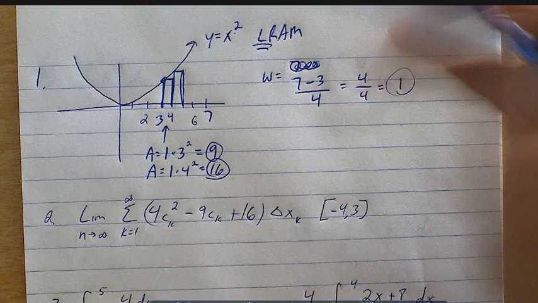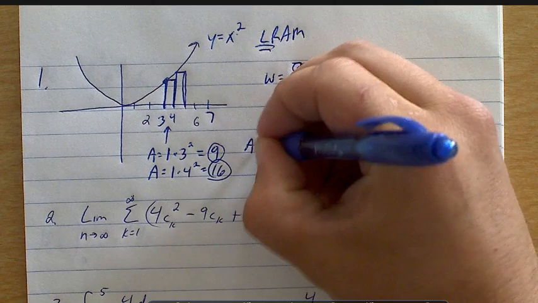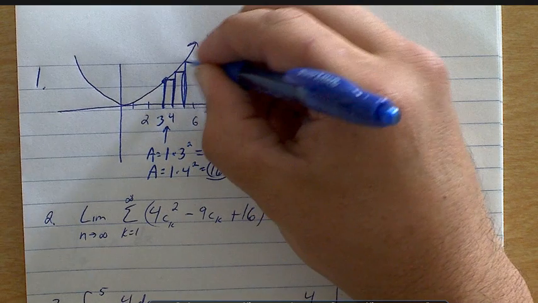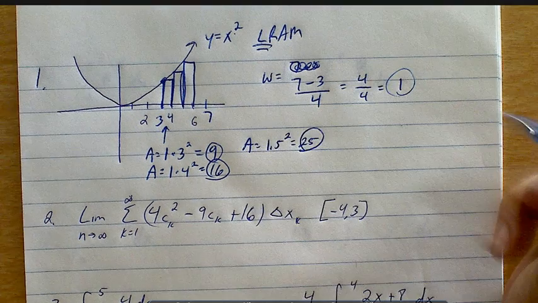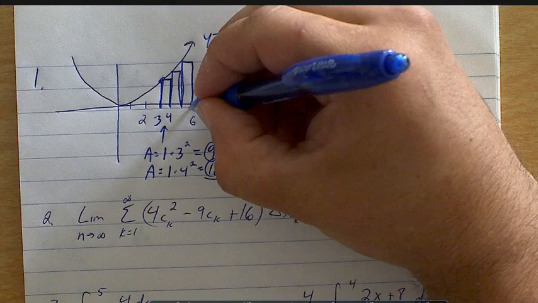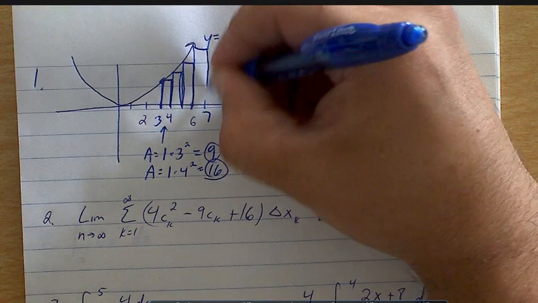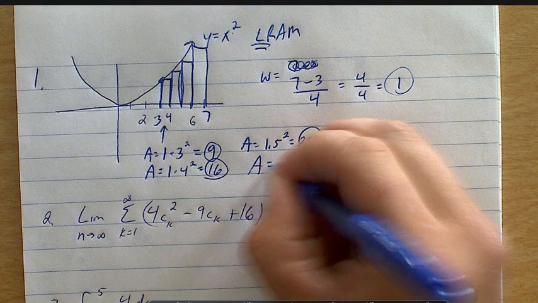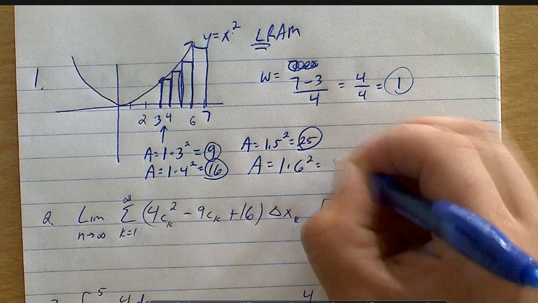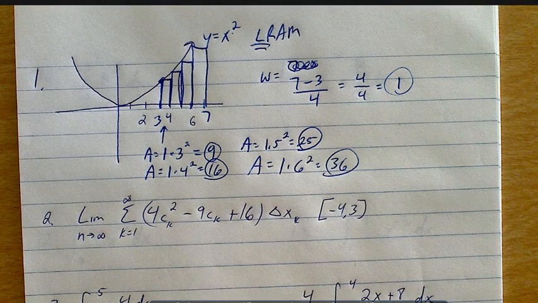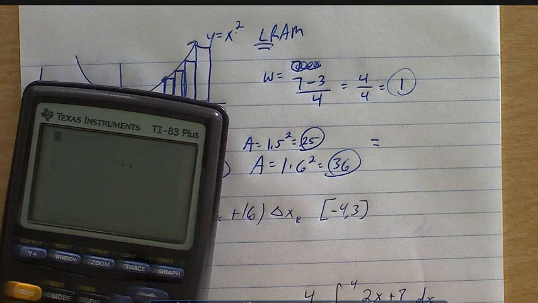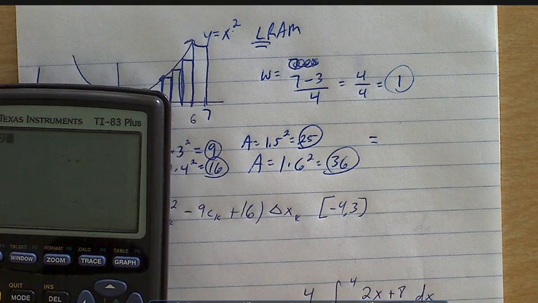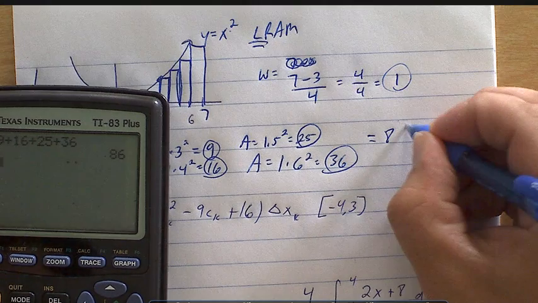Then rectangle number 3, 1 times 5 squared. And then rectangle number 4, so there's my 4 rectangles. If I add them up, my total approximation is going to be 86.